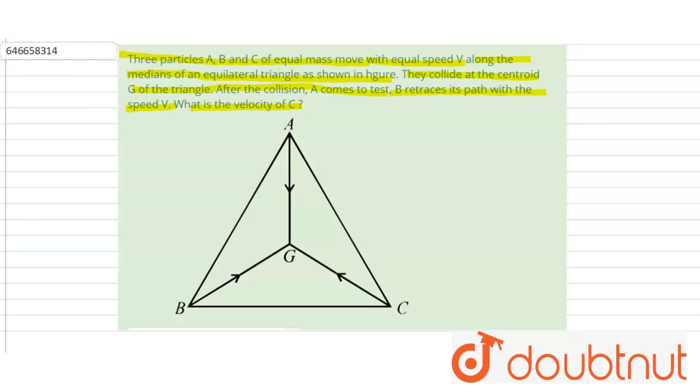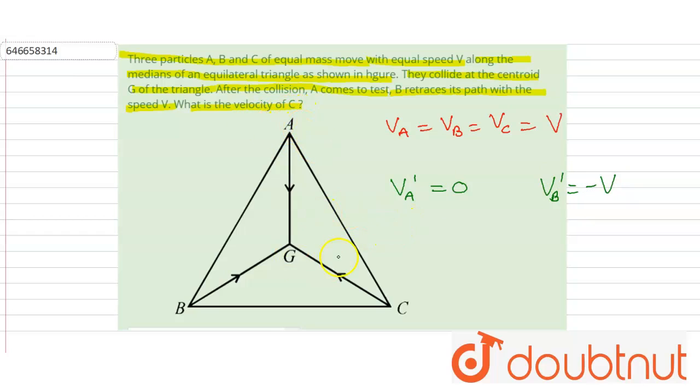So, first of all, write down the given data. VA equal to VB equal to VC equal to what? V. It is given. And these are the initial velocities and the final velocity is given. VA dash, this is the final velocity of particle A. This is given 0. And the particle B retraces its own path. That means VB dash will be what? Minus V. And we have to find the velocity of C.